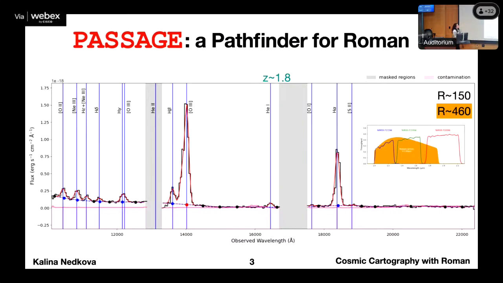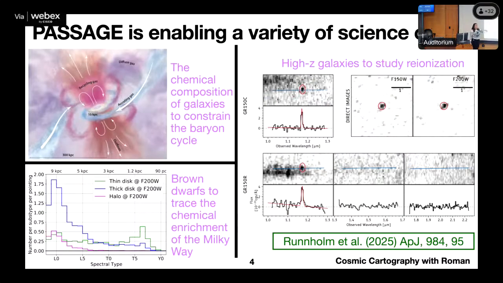One thing to note is that the resolution of NIRISS is about 150. With Roman, we will do better, and this will enable you to resolve lines that appear blended here. For example, the [O III] line, you see that it has this kind of strange bumpy profile. But with Roman, we will be able to resolve the [O III] doublet. This is very exciting and will enable a lot of new science. But despite its lower resolution, PASSAGE is still enabling a lot of exciting science.